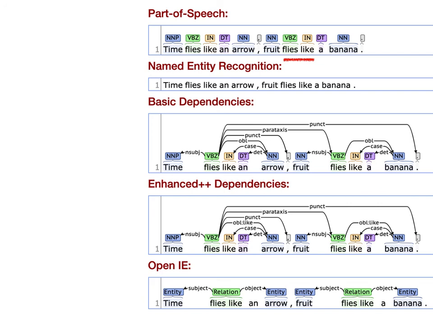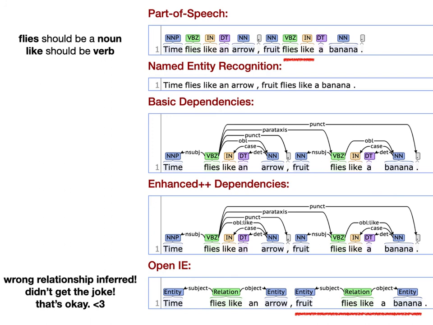That's how it works for the first part. Time flies like an arrow, but flies in the second half should be a noun, right? Fruit flies. Fruit should be a modifier of flies, the noun, and then like should be the verb, right? So in the end, this second half, it's wrong. It didn't get the joke. It has formed the same relational structure for the first half of the sentence as the second half, when it should be fruit flies is the subject, like is the relation, and the object should still be banana. So, it didn't get it. That's okay. You're still really impressive, CoreNLP.